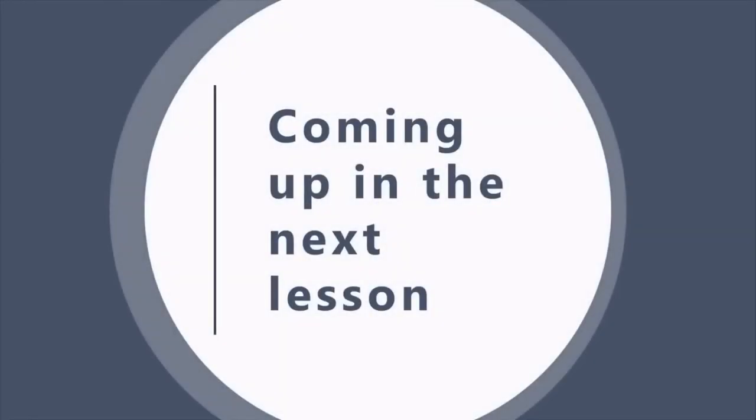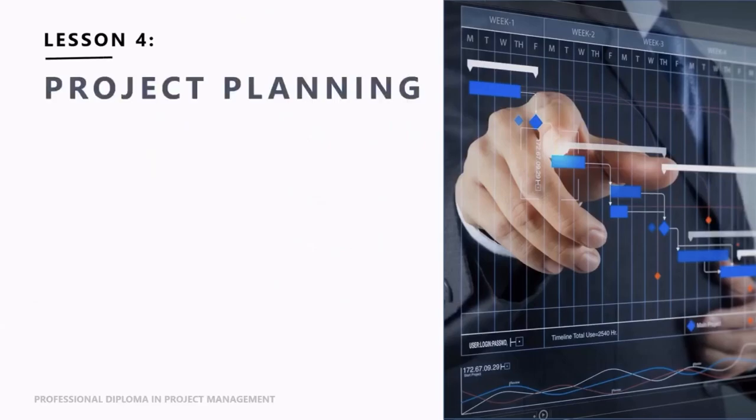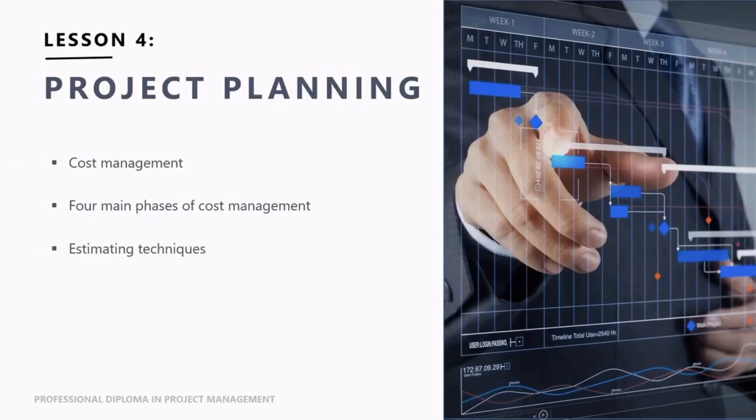I can't believe we've just finished lesson 3, but let's talk about what is coming up in lesson 4. Within lesson 4, we are going to continue talking about project planning. We're going to talk about cost management, the 4 main phases of cost management, some more estimation techniques that apply more to cost than time management, and quality management. So there's a lot of information packed into lesson 4, and I think you guys are going to learn a ton of new stuff.